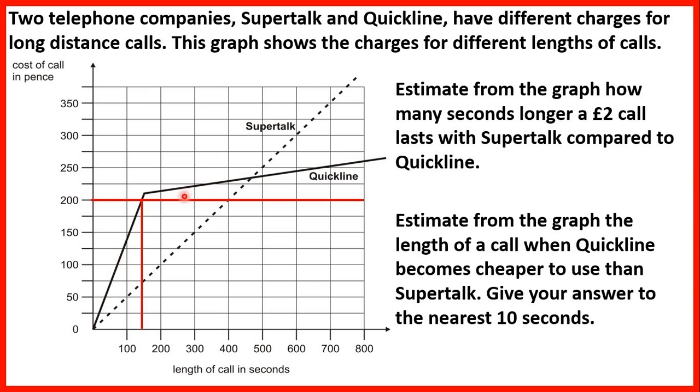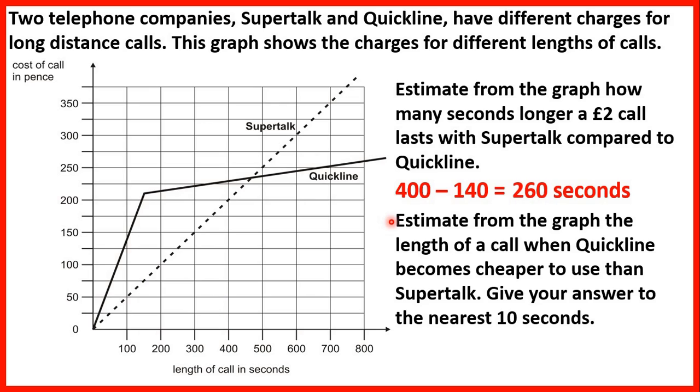And then if we look at where the line meets the Supertalk line on our line graph, that's at 400 seconds. Now we want to know how many seconds longer, so we need to find the difference. So to subtract 140 from 400, and that gives us an answer 260 seconds.